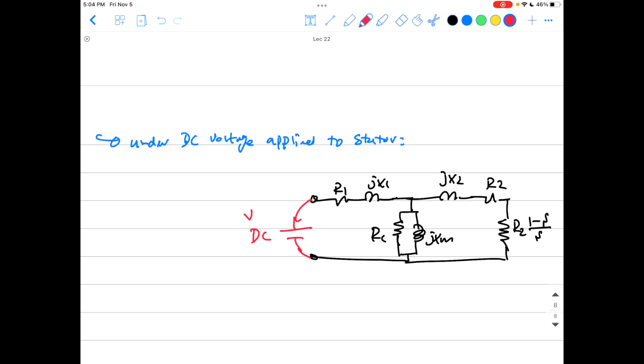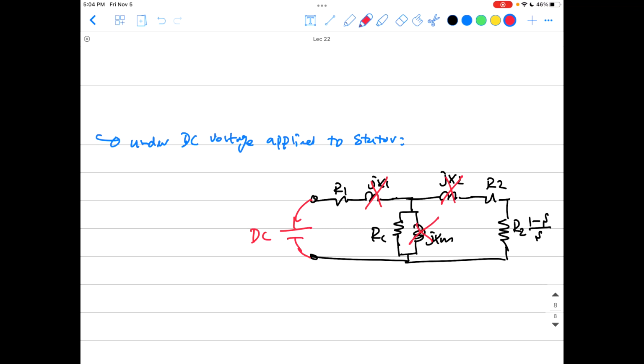Actually, it is not the same as what we have, because that's a per-phase equivalent circuit, guys, and that means we are applying a voltage to a single phase, but like we said, we cannot do this. So it is the same idea, just we are applying DC voltage to the stator. Having DC voltage will take out all the reactances, jX1, jX2, jXM, every reactance will go out eventually.